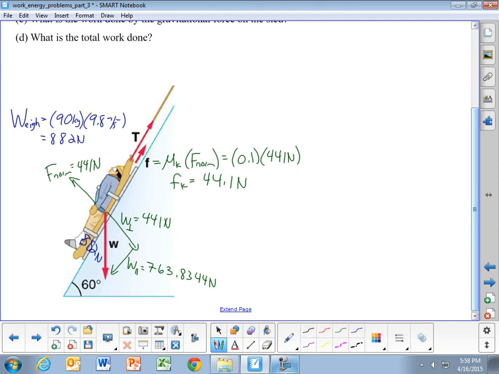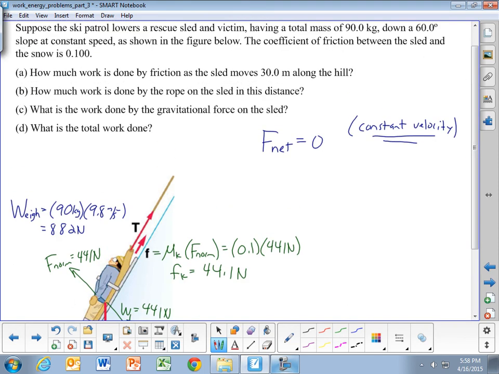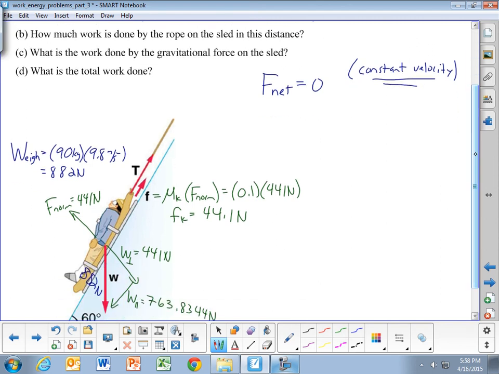Okay, and to find the tension in the rope, we need to use the fact that the net force is 0. We're told that it's moving at a constant velocity. So it's sliding down the slope at a constant speed. So it's moving in a straight line at a constant speed, which is a constant velocity. It's not accelerating.